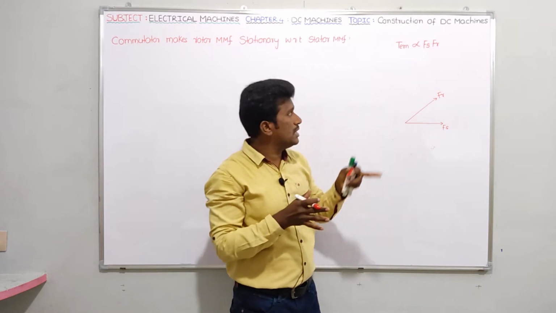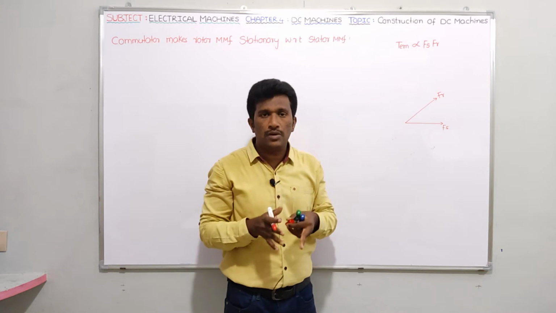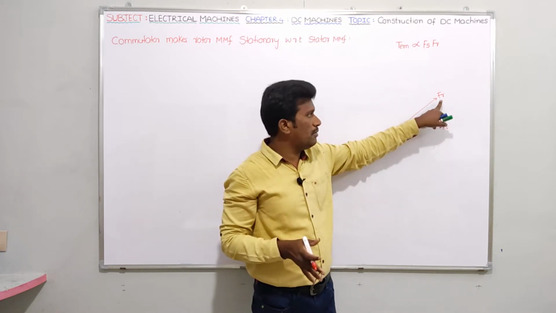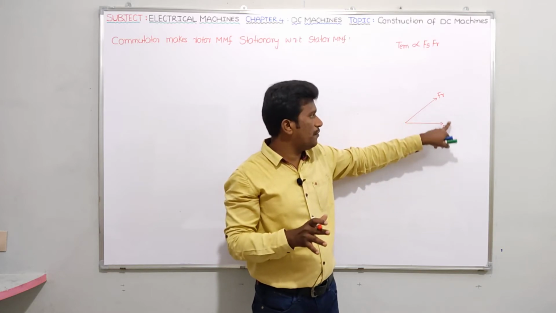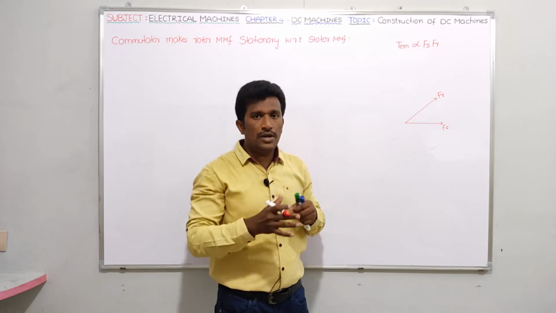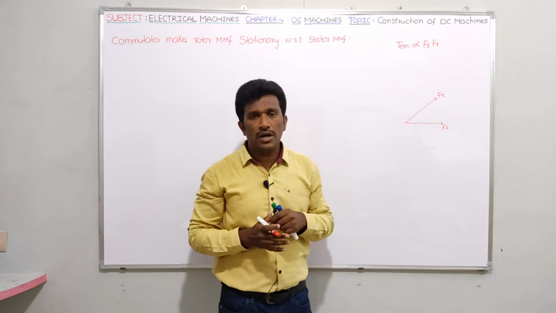That is the meaning. When I say the relative speed between the 2 mmfs should be equal to 0, it means the speed of stator mmf and rotor mmf should be the same, and the direction of Fs and Fr should be the same. Then only the relative speed becomes 0. Okay, this is the second point. And what about the third point?